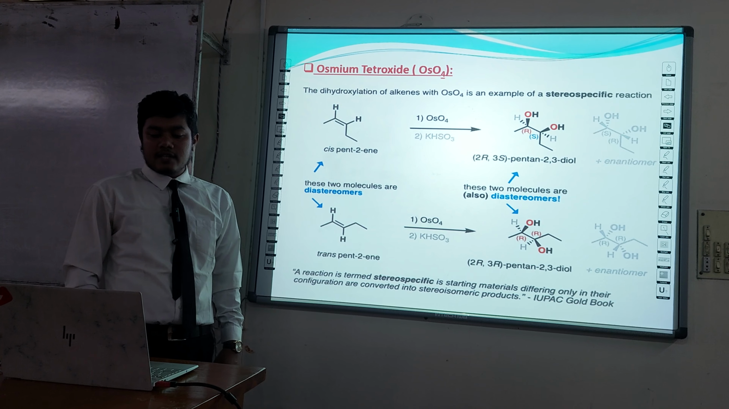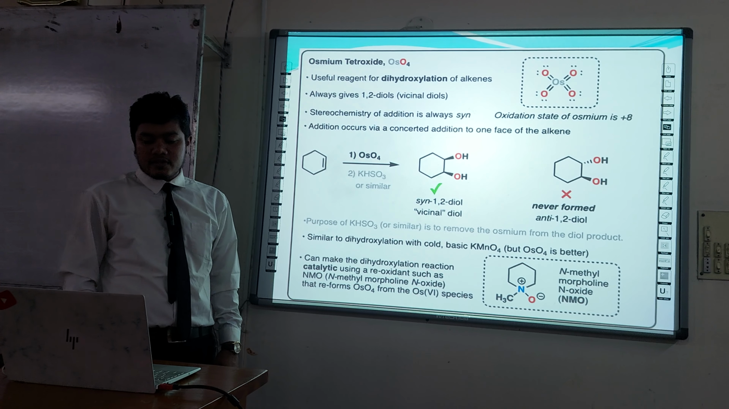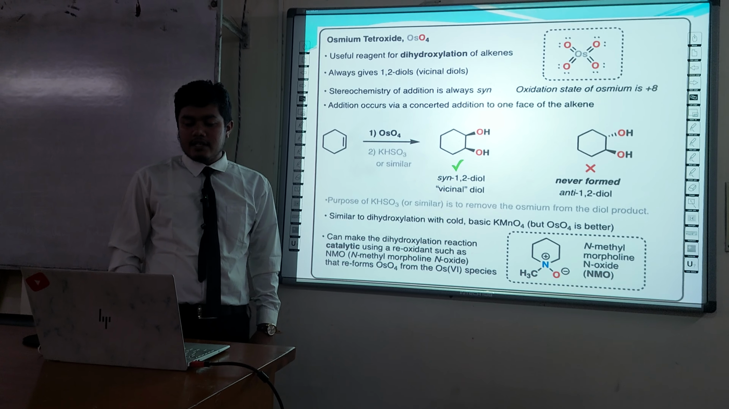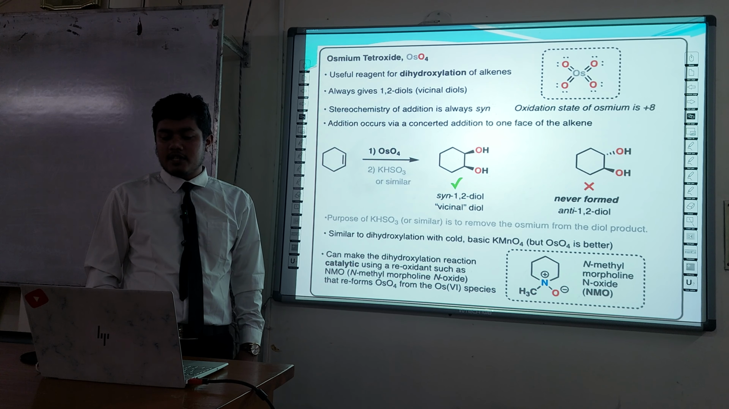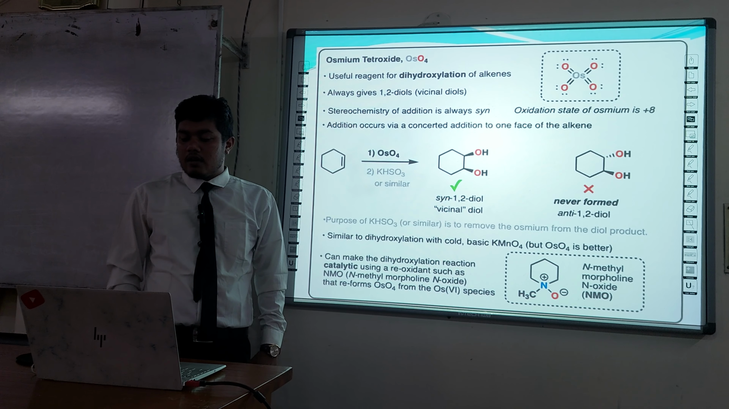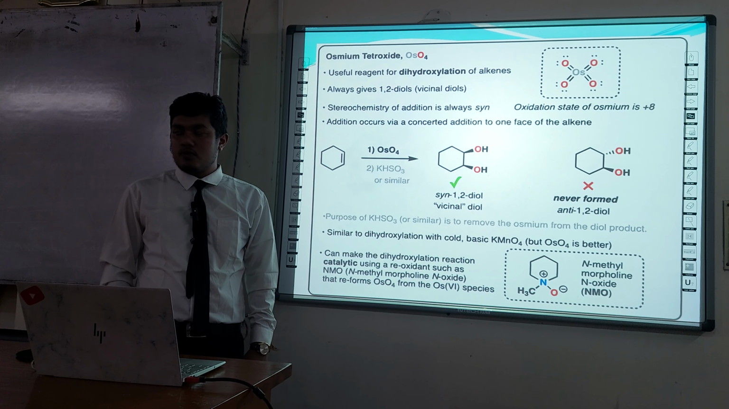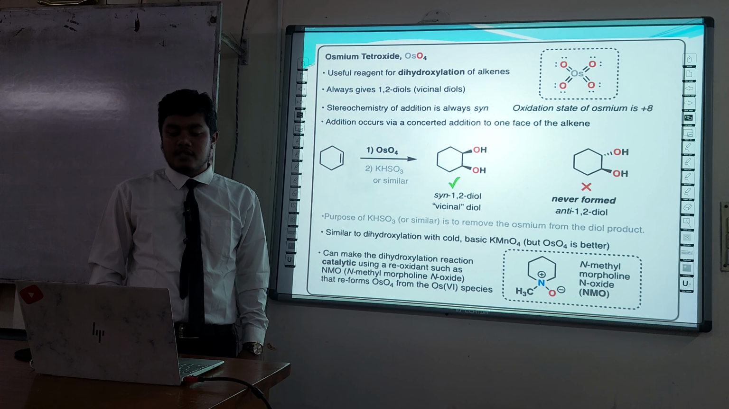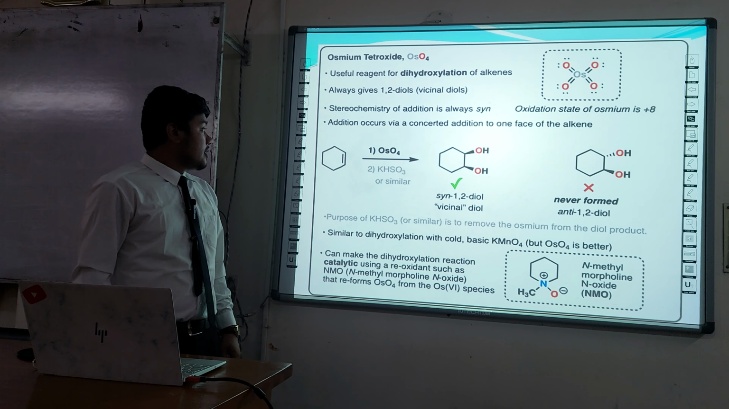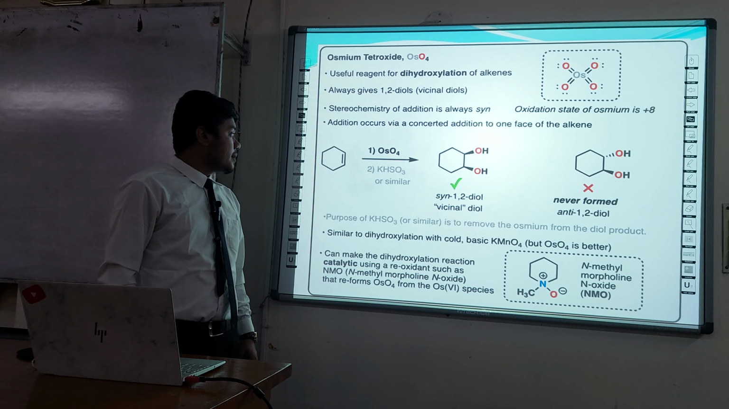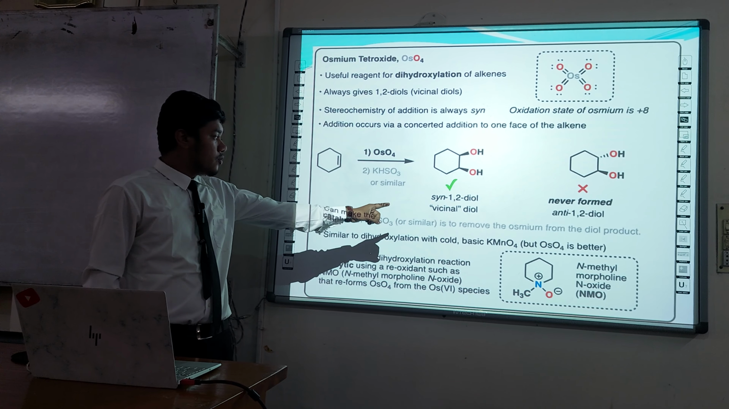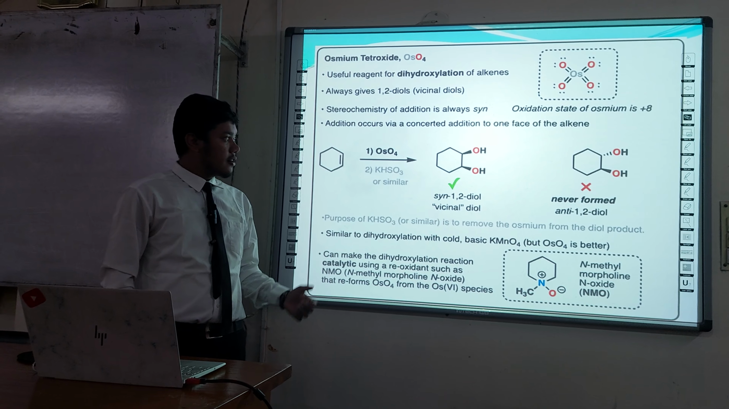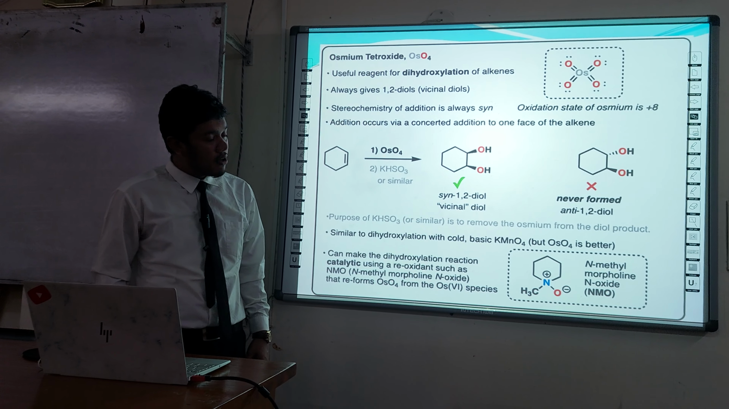Now I will turn to cycloalkene. We know that osmium tetraoxide is a useful reagent for dihydroxylation of alkenes. It always gives a 1,2-diol, a vicinal diol. The stereochemistry of addition is always a syn product. We see that cycloalkene reacts with osmium tetraoxide and forms a syn 1,2-diol, which is a vicinal diol product, and it can never form the anti 1,2-diol product.